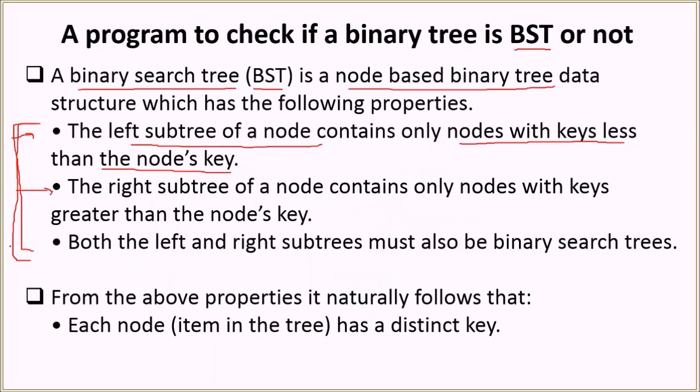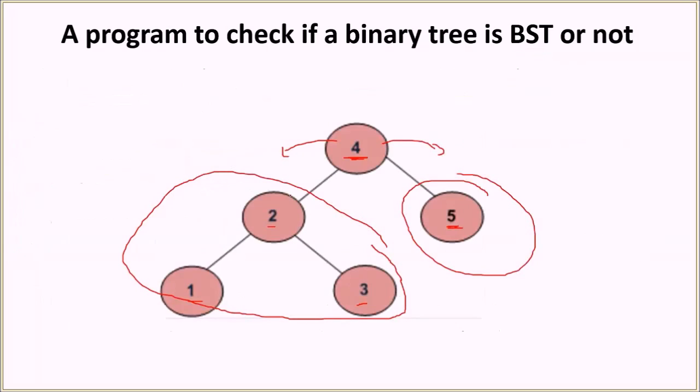Then comes the third condition, that both the left and right subtrees must also be binary search trees. So here we check the condition for the root. Now we have the two binary search trees, the left subtree and the right subtree. The right subtree is definitely a binary search tree because it is just one node.